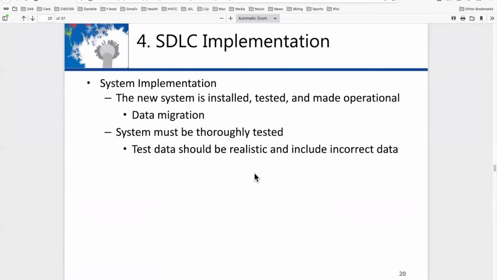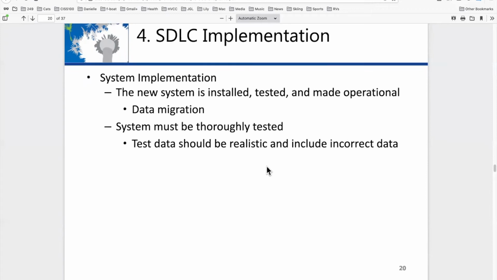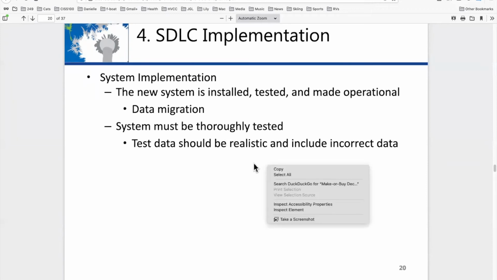Implementation is where it really gets fun. Putting it all together, the hardware, the software, testing, testing, as best as we can do. So test data should be realistic. Yep. Should probably do some penetration testing, edge cases, see if you can break the system.